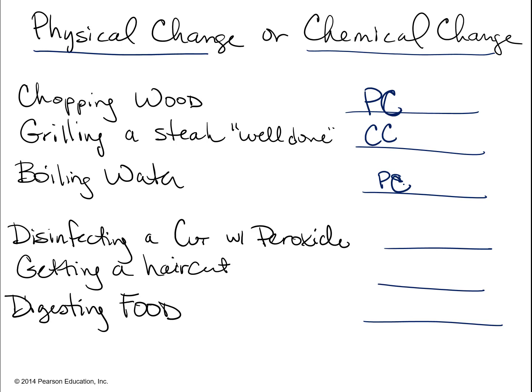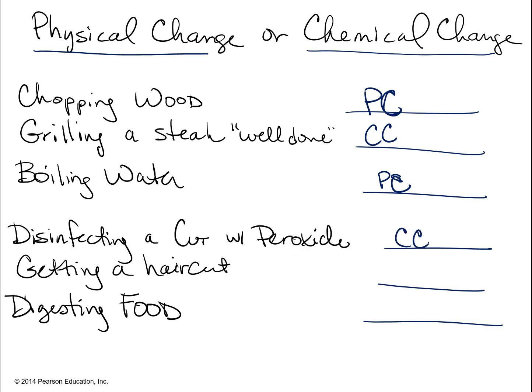Disinfecting a cut with peroxide. So if you've ever cut yourself and they put peroxide on the cut, what is that? Chemical. Why? What do you see? The bubbles, right? So it bubbles and sizzles and everything. That's actually reacting with that tissue. So that is a chemical change.